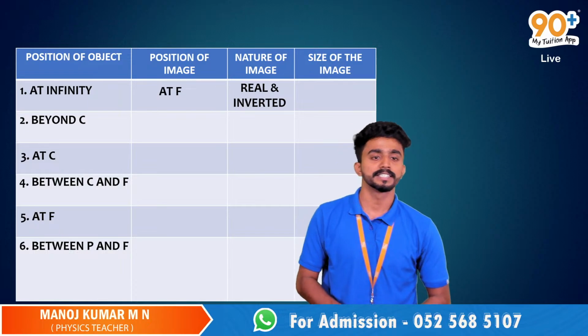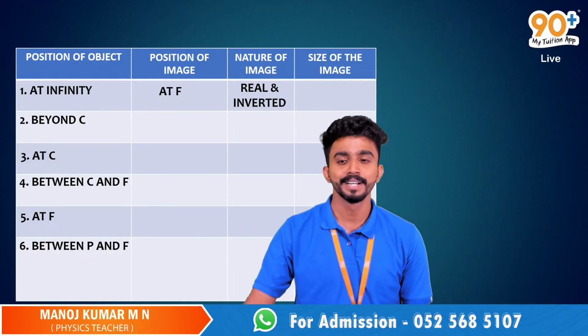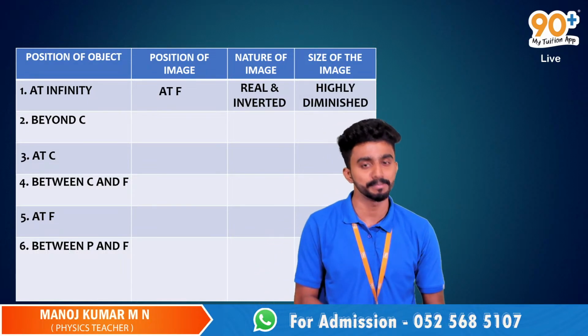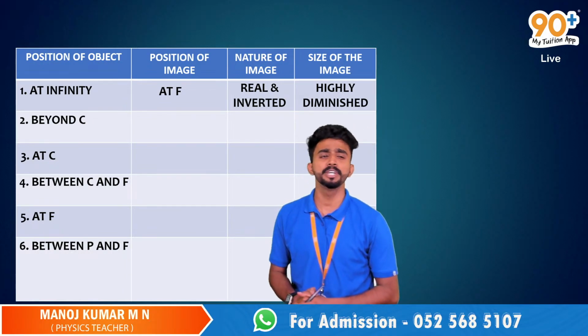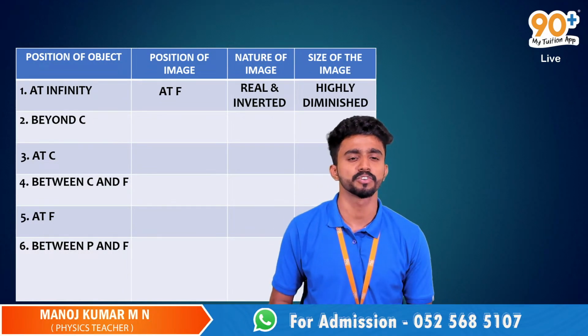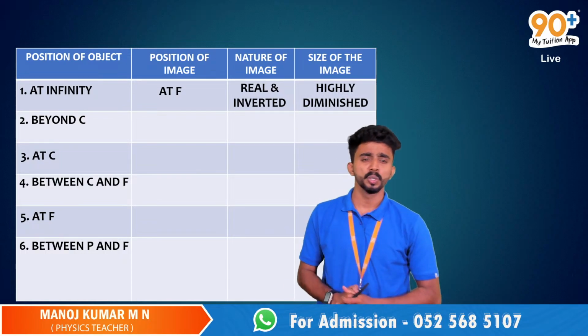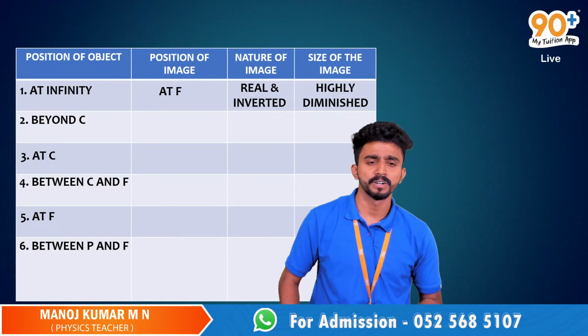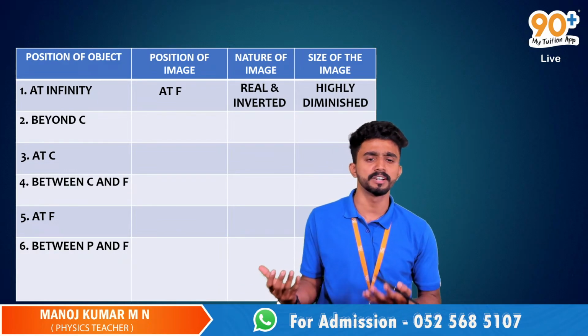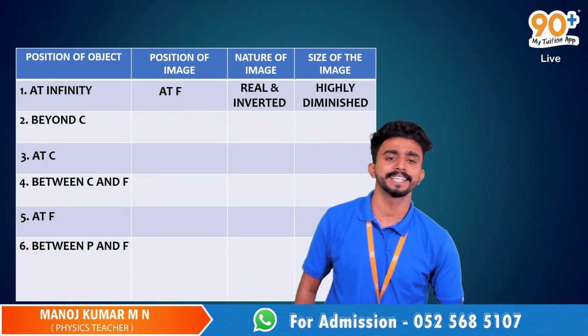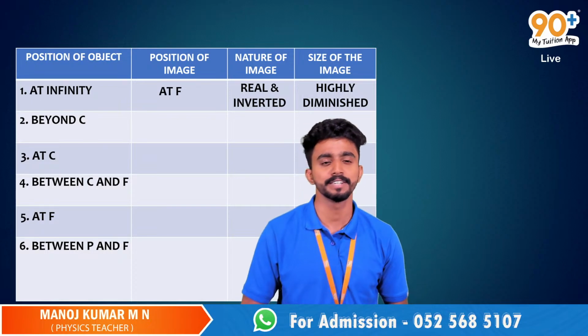Yes, Kiran sir. The size of the image will be point-sized or highly diminished. Now, in the case of beyond C, what do you think, guys? What about the position of the image? Will it be at F? Will it be real and inverted? Will it be highly diminished? So let's check out what will happen in the case of beyond C.